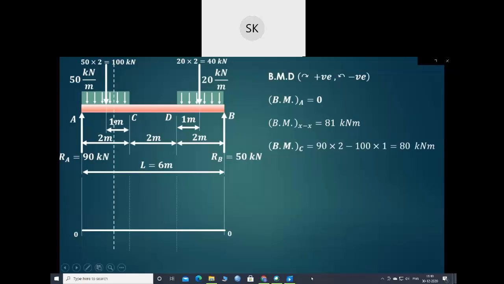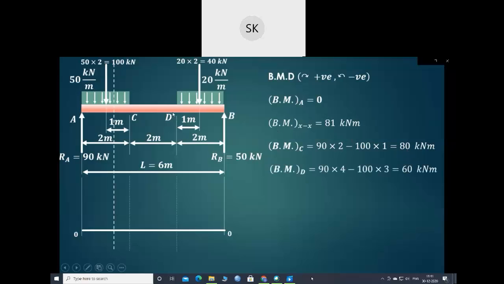Now we have to find out what will be the bending moment at point C. So we have to consider all the forces which are acting on the left hand side of C. On the left hand side of C we have RA, that is 90 kilonewton, and it is producing clockwise moment about C. So it is 90 into 2. The perpendicular distance between A and C is 2. Then the UDL 50 into 2, that is 100 kilonewton, and it will be acting at the center of 2 meter length, that is 1 meter, but that will be producing anti-clockwise moment. So it is minus 100 into 1. So 90 into 2 minus 100 into 1, that comes out to be 80 kilonewton meter.